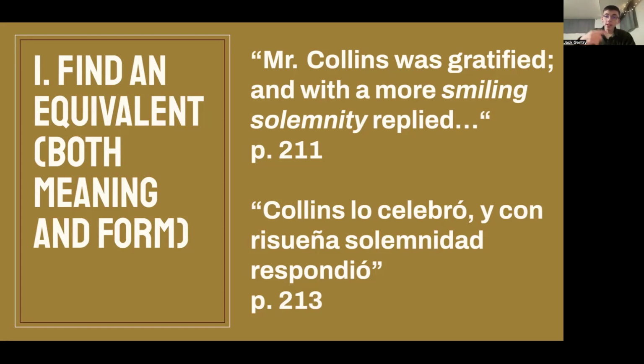Technique one was finding an equivalent both in meaning and in form. Here we have the phrase in English: Mr. Collins was gratified, and with a more smiling solemnity replied. Smiling solemnity. Interesting use of words. Never really heard it myself, but that's something Jane Austen wrote, and it would be difficult to translate. Smiling solemnity. What exactly is that trying to say?